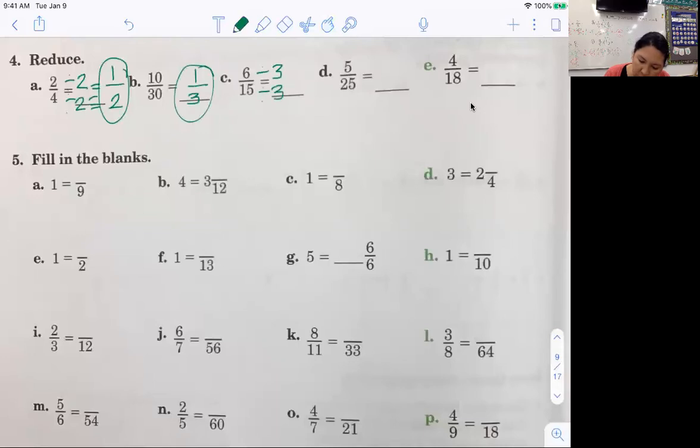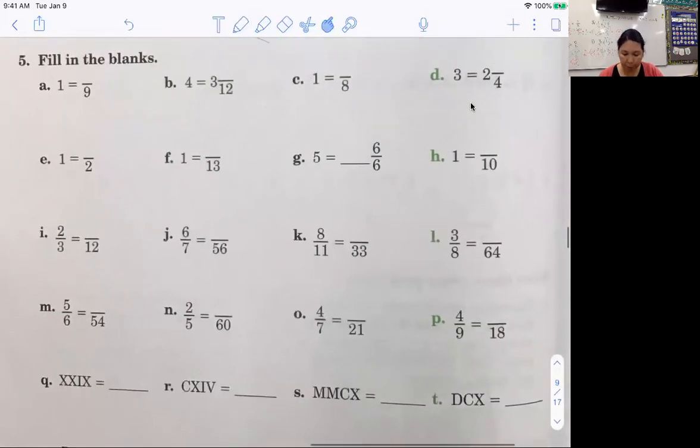Okay, so you're going to do this one by yourself. How many 3's can go into 6? Write it right here. How many 3's can go into 15? Write it underneath. Okay, see if you can do C and D by yourself. Okay? All right, let's go down to number 5.